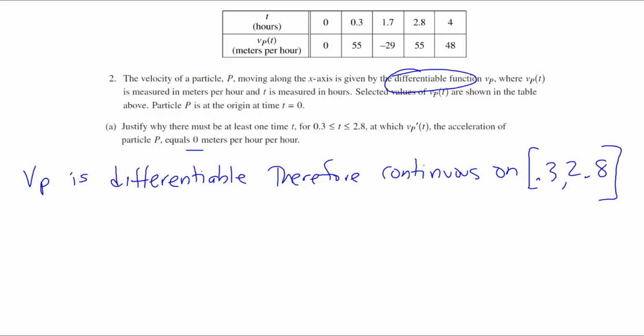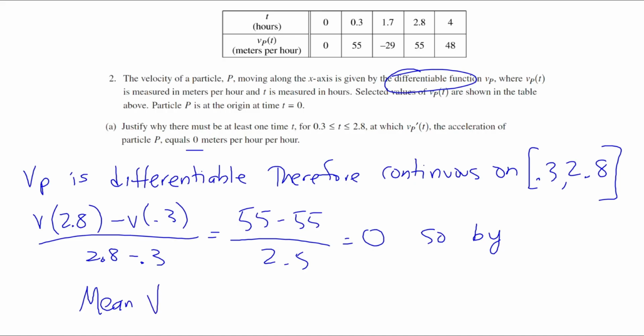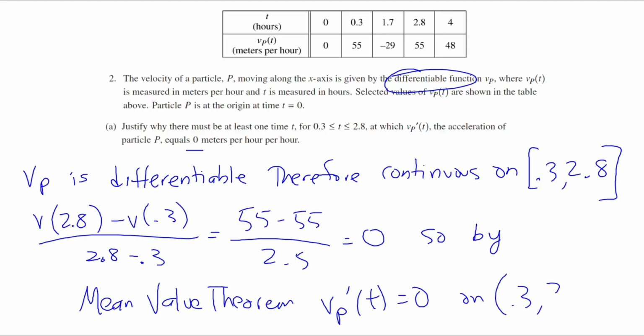So we'll say that v of 2.8 minus v of 0.3 divided by 2.8 minus 0.3 is equal to 55 minus 55 over, well, 2.8 minus 0.3 is 2.5. And of course, that equals 0. So by the mean value theorem, and you want to make sure you state the mean value theorem, v sub p prime of t equals 0 somewhere on the interval from 0.3 to 2.8. And that will get you both points.